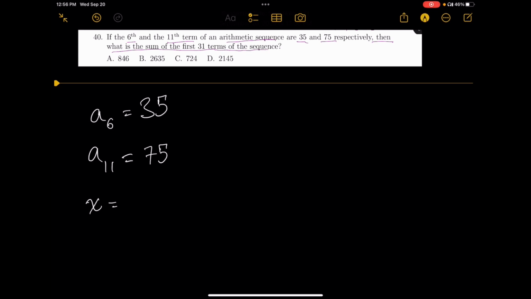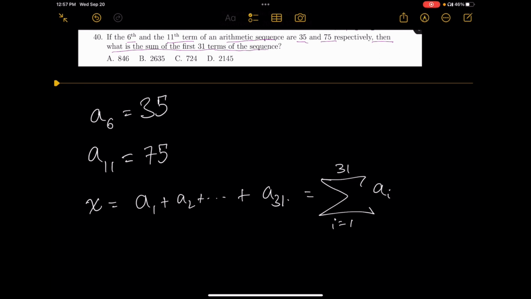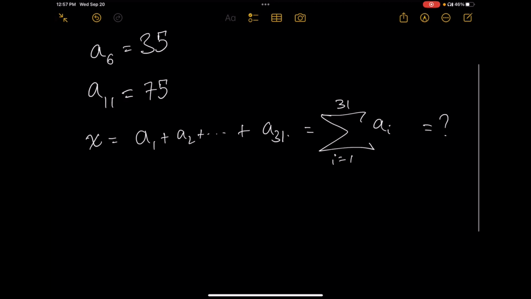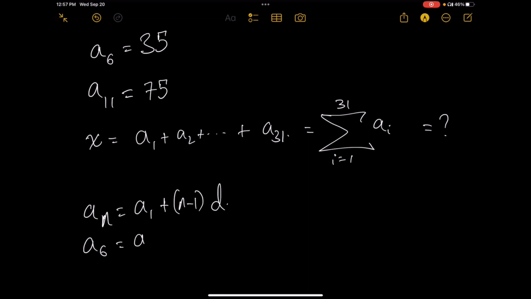Let x be a1 plus a2 plus dot dot up to a31. In summation notation, it is the sum from i equals 1 up to 31 of ai. Okay, what is the question? An, in general, is given by A1 plus N minus 1 times the common difference D. This is how it is calculated for an arithmetic sequence. Thus A6 would be A1 plus 6 minus 1, that is 5D. A6 is 35, right?